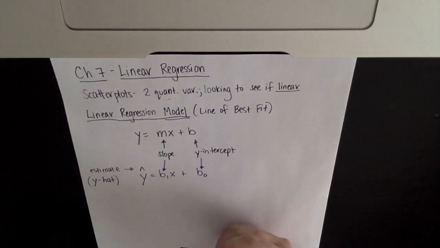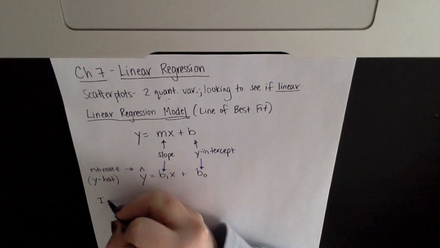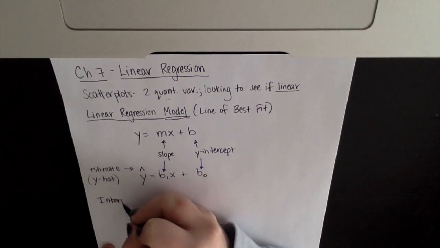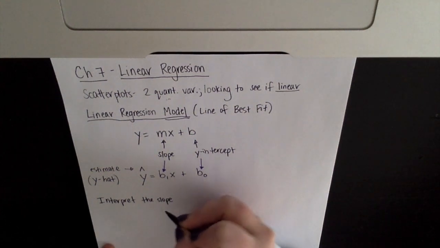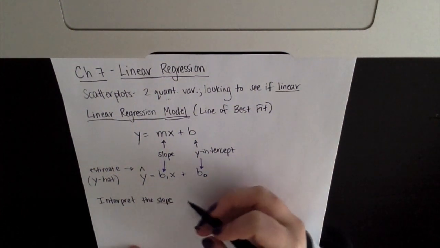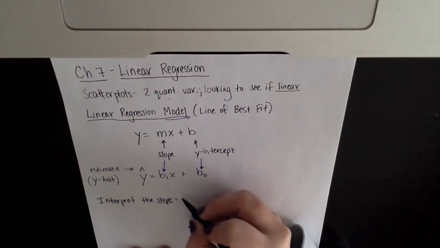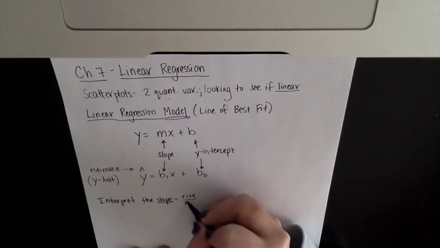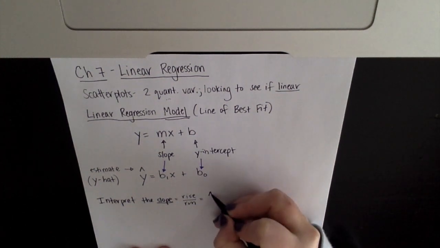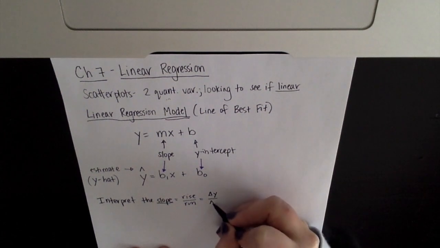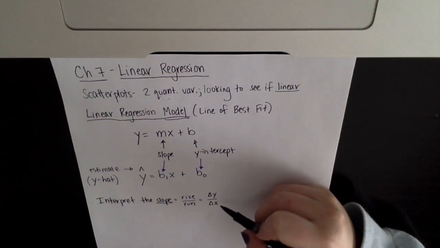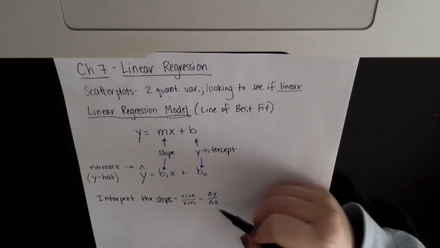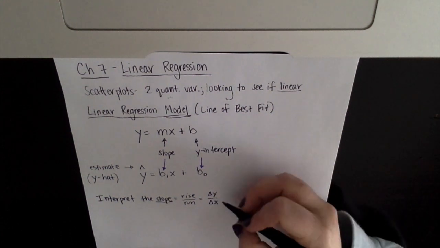Now, one thing that we have to do is interpret the slope. Okay, so I want to remind you what a slope really represents. It represents rise over run, right? Or maybe you've seen this notation back in 070, delta y over delta x. This is the change in y over the change in x, okay?